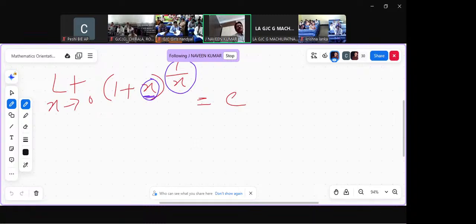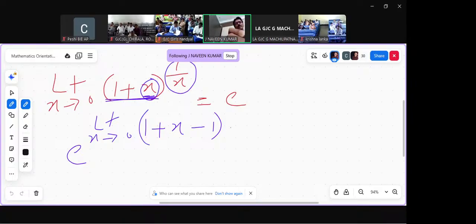If the same thing is there, directly we can write the answer as e. But you can use this shortcut also. E to the power of limit x extends to 0 of f of x minus 1 into g of x. Here the base is 1 plus x. As x extends to 0, the final answer becomes e. Like this, you can solve any problem which is in the form of 1 to the power of infinity.